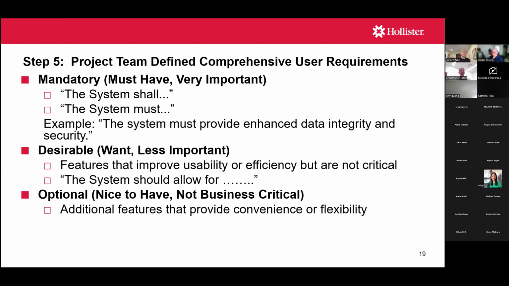And then, of course, you have your optional. These aren't critical to the business. These are your nice to haves. Again, it may help distinguish among vendors. Perhaps you want the capability of having an iPhone app that's going to link to your LIMS, just as an example. It's not business critical. Perhaps it'd be nice to have.